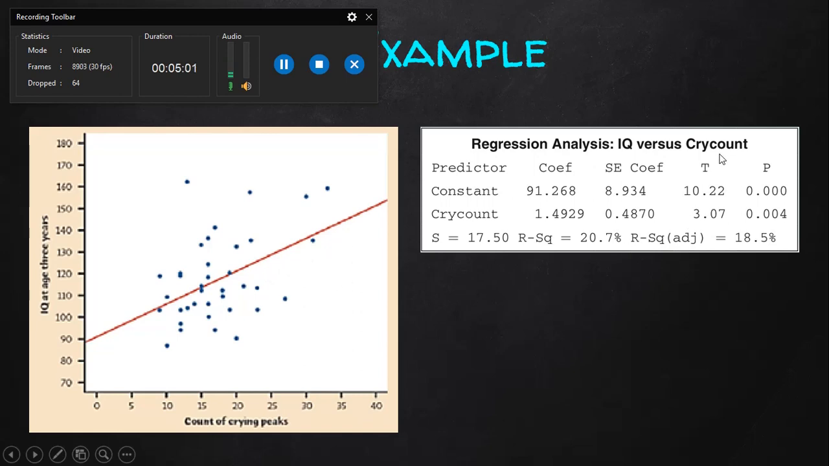This is the Minitab output, and we did see this in an earlier slide. So the constant is your intercept. This is beta 0. The cry count is your slope, b sub 1. These coefficients are the numbers that are present in your least squares regression line. And we'll look at this other information in a little bit.